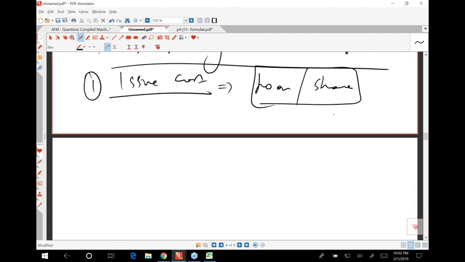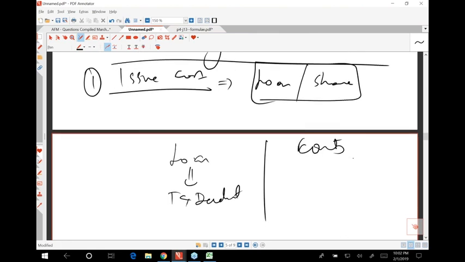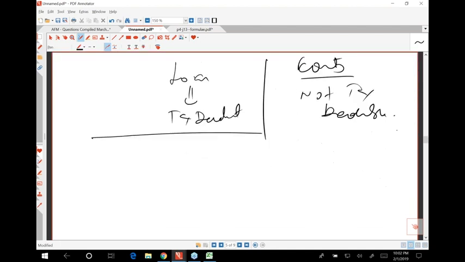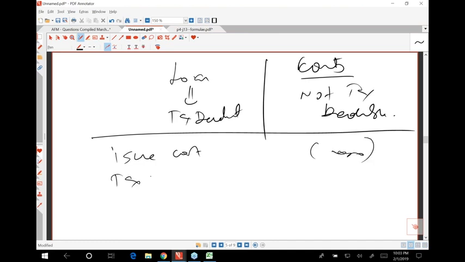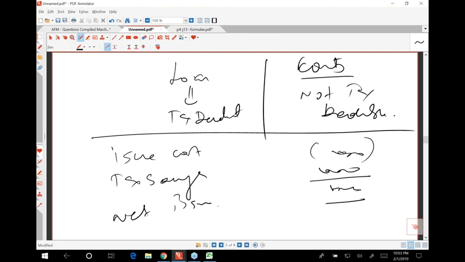So when we talk about these issue costs, generally speaking, the issue cost on loan, or you could say the debt, are tax deductible. And the issue cost on the equity instrument are not tax deductible. So if the issue costs on the loan are tax deductible and the issue costs on the equity are not, what you need to do is understand how much is the issue cost. Whatever the issue cost, that is shown as an outflow, and whatever the tax savings that you get on the issue cost, that's shown as an inflow. So you get the net issue cost. So that is one of the aspects.